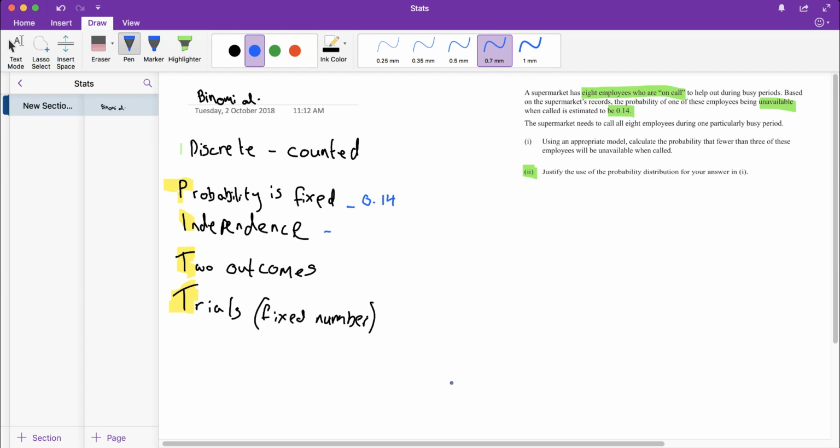Okay, so that's the first video. The next video is going to be actually using the graphics calculator to calculate the probability. I will be using an FX Casio graphics calculator to do that, and so we will talk about that in the next video.